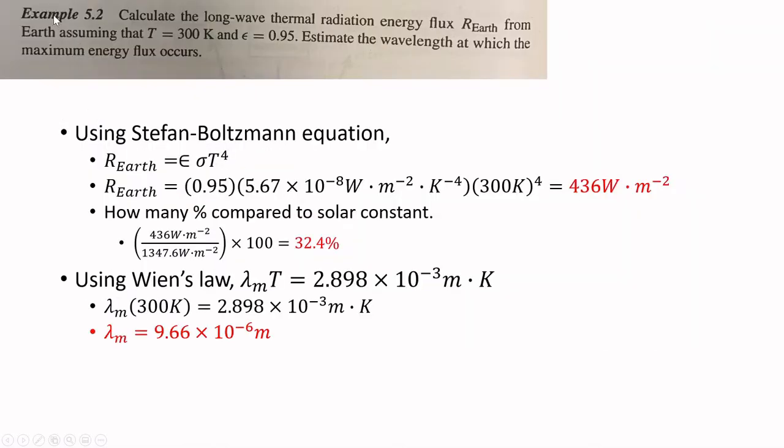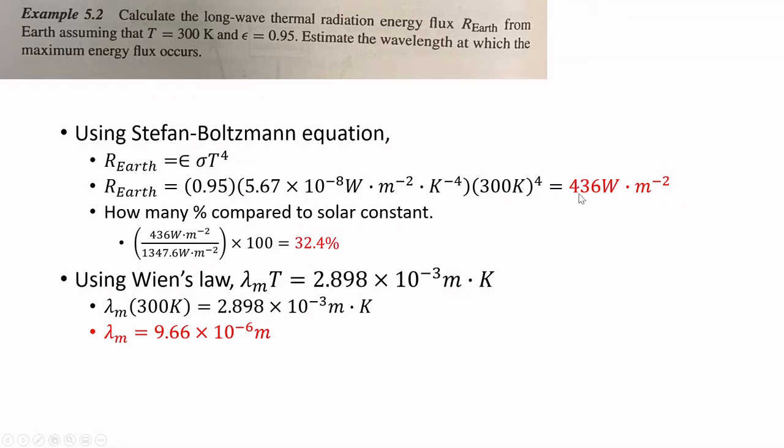All right, so let's look at example 5.2, which calculates the long wave thermal radiation energy flux R Earth from the Earth, assuming that the temperature of the Earth is 300 Kelvin and the emissivity epsilon is 0.95. Estimate the wavelength at which the maximum energy flux occurs. So you use the Stefan-Boltzmann equation. R Earth equals epsilon, the emissivity, multiplied with sigma multiplied with temperature to the power 4. We know that the emissivity is 0.95. You put in 0.95, and sigma is a constant, and the temperature is 300 Kelvin.